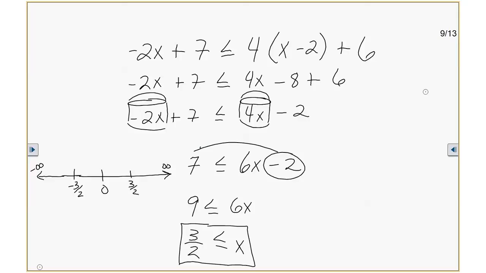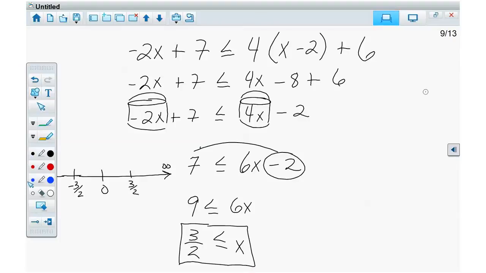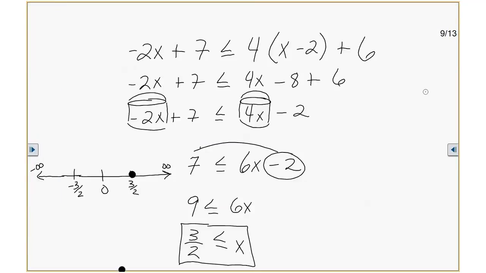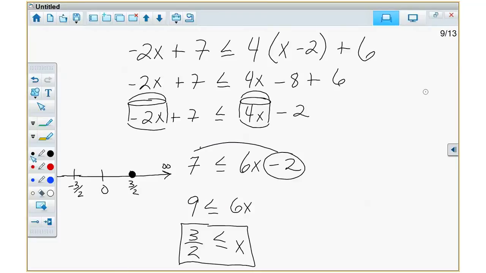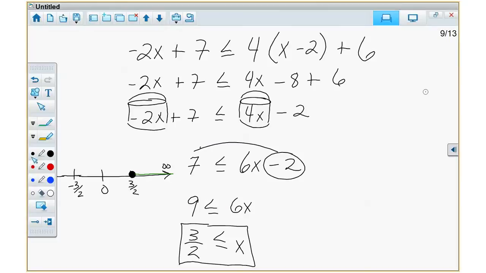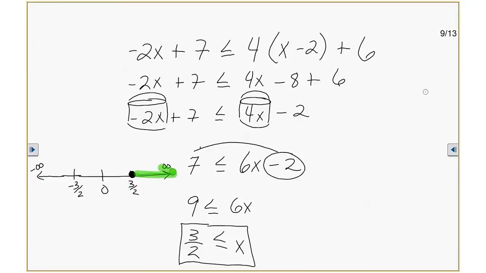What kind of circle do we put on our number? Closed circle, good. Take our handy dandy highlighter. And what numbers are greater than 3/2? Everything to the what? Everything to the right.